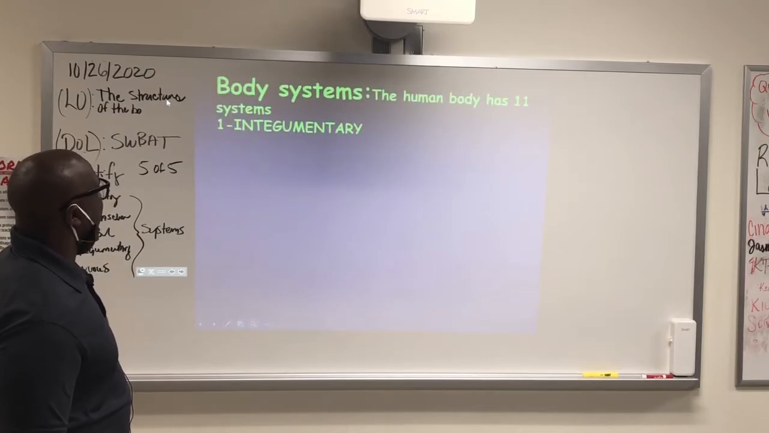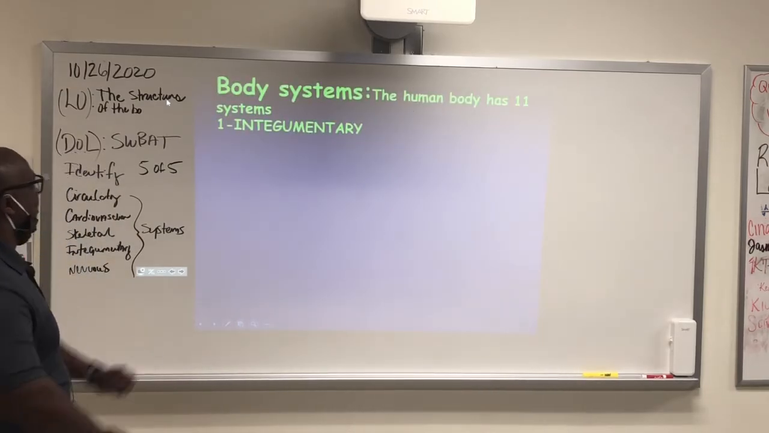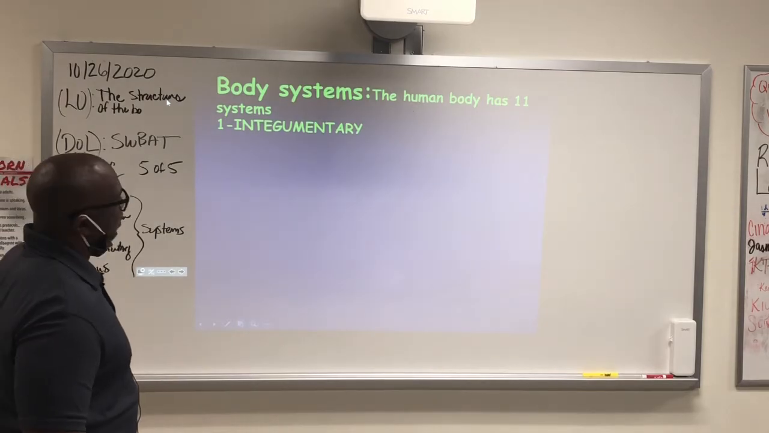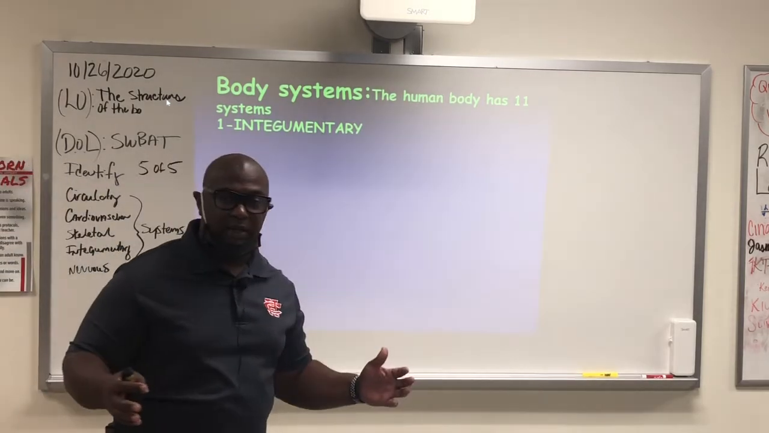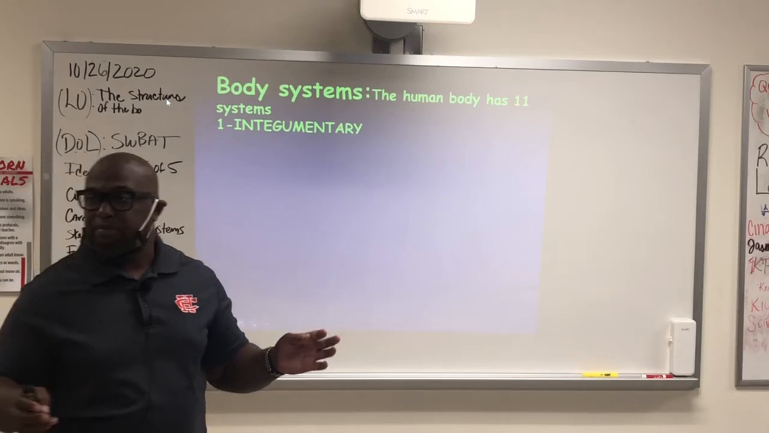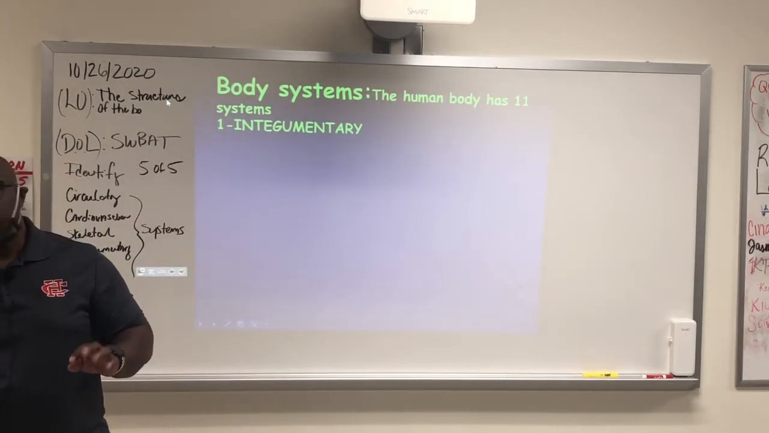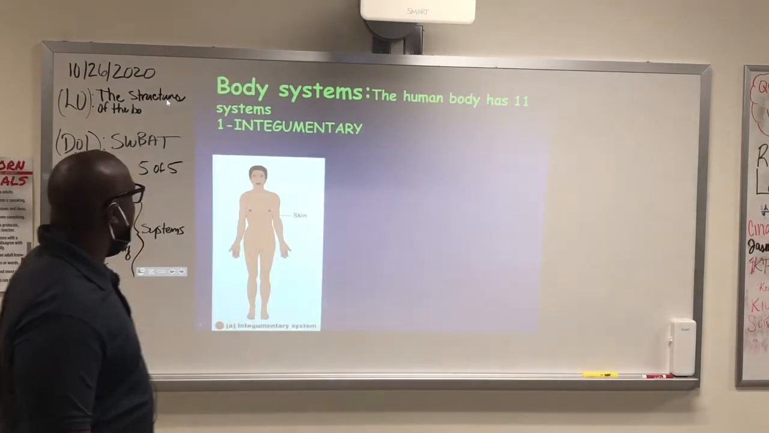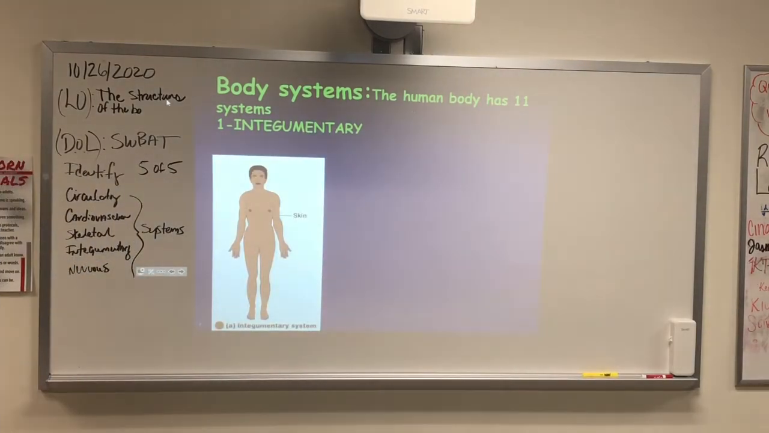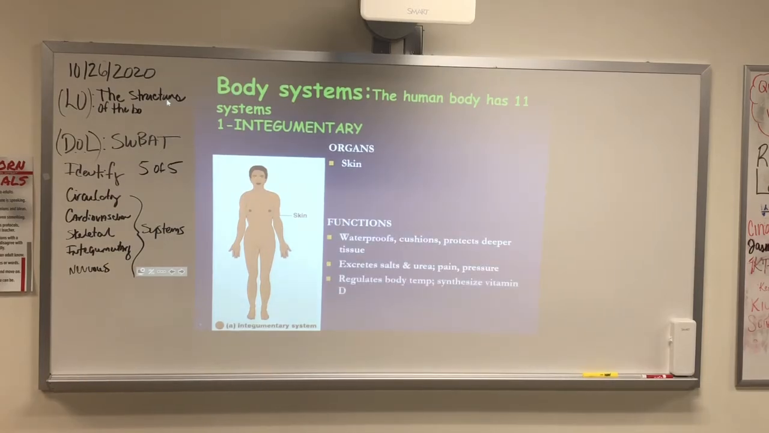Body systems. The human body has 11 systems. Integumentary system. What would the integumentary system be, take a wild guess? You see it every day. Skin. The integumentary system is the skin. Pretty easy.